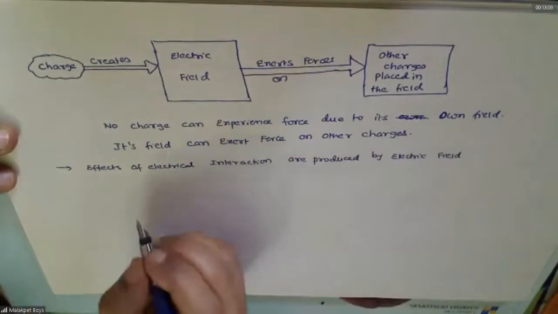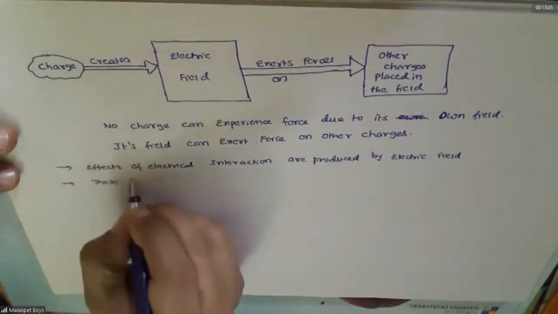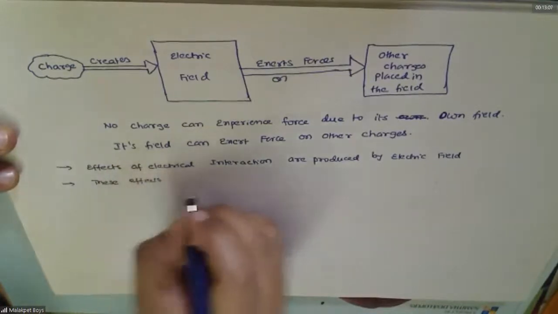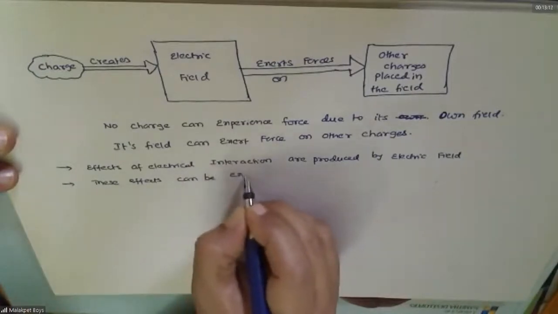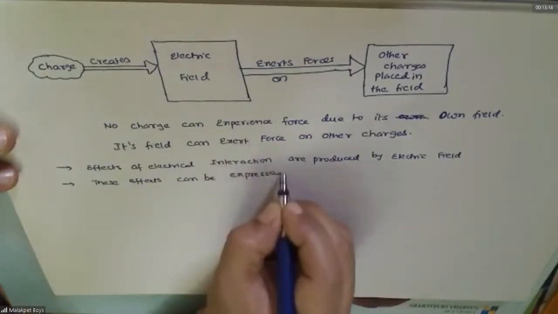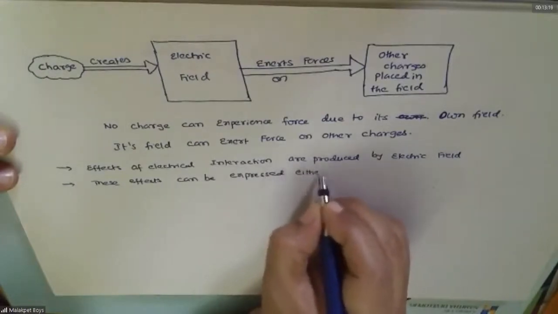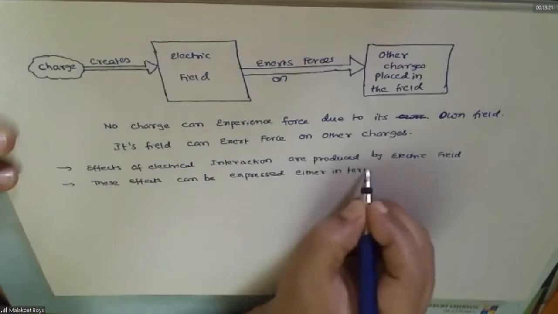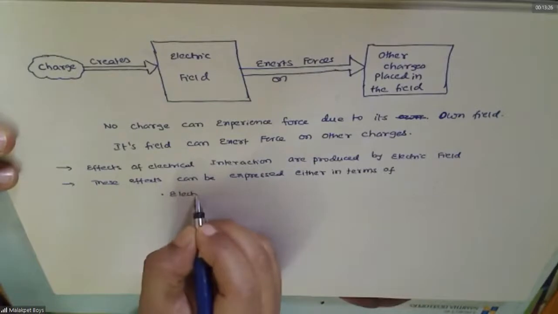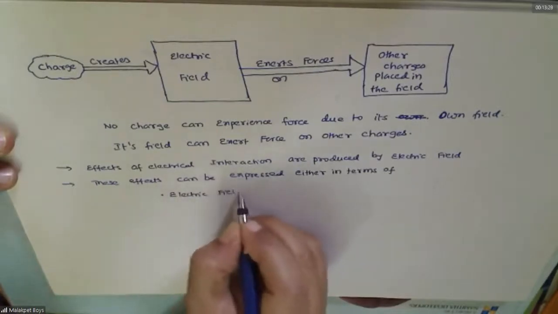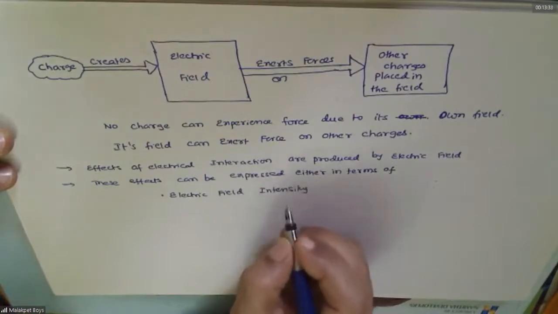Now, how do you measure this? Remember this? These effects can be expressed. Tell what you know about this. Their electric field intensity. Earlier you studied this in gravitation, no? Yes, sir. Remember, sir.